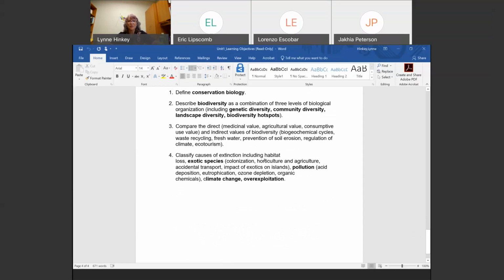And then classifying causes of extinction: introduction of species, habitat loss is a huge one, pollution, climate change, and overexploitation. So understand what some of the threats are to biodiversity. You want to just look over those pages there. It gives you a brief rundown.